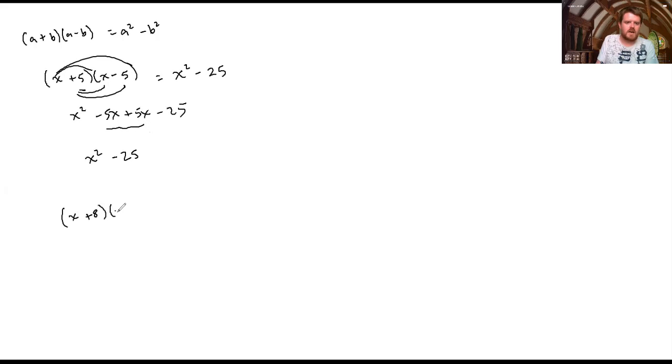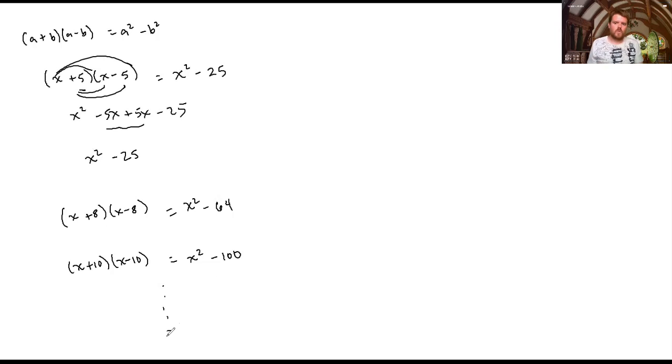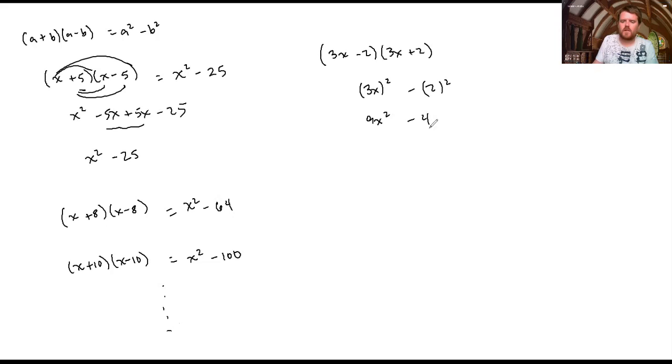x plus 8 times x minus 8. First term squared minus the second term squared. x plus 10 times x minus 10. First term squared minus the second term squared. And so on and so forth. We're going to see a lot of those examples once we get into Unit 3, so you want to be familiar with this formula. Remember that if your first term is not a basic x, 3x minus 2 times 3x plus 2, remember it is that term squared. So in this case, 3x quantity squared would yield 9x squared. And then 2 squared is just 4.